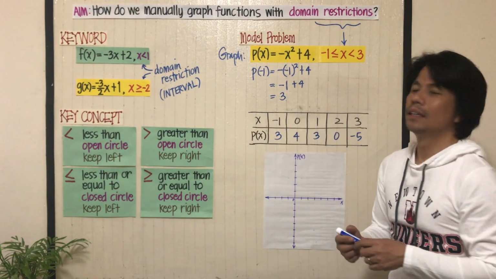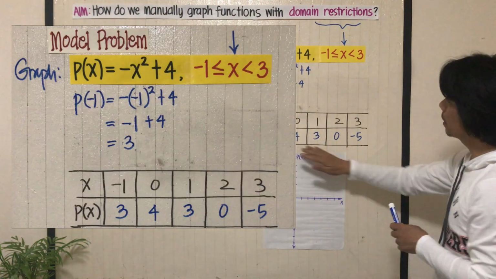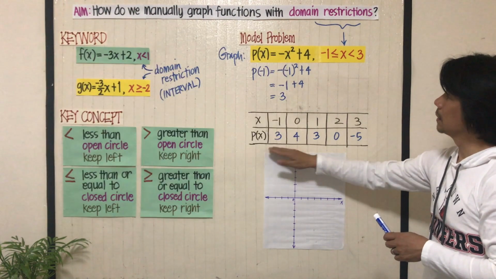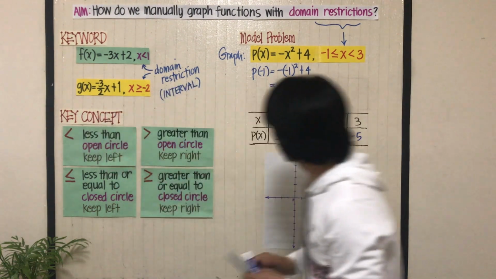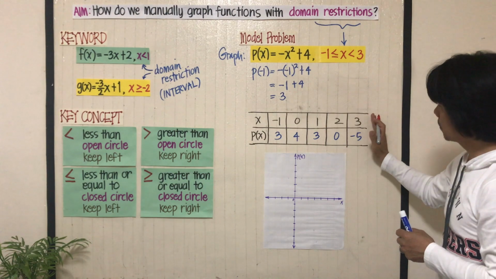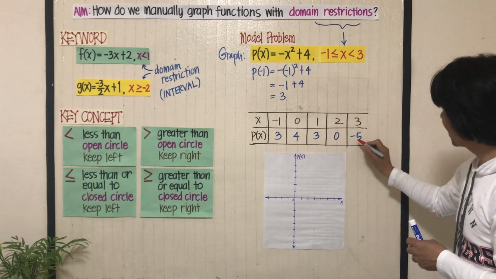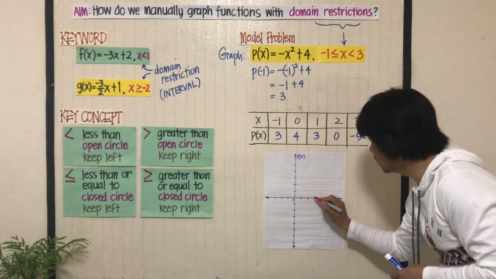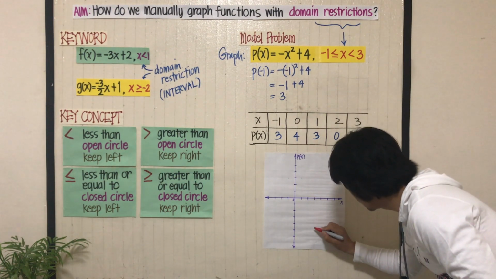After repeating the same process of substitution, we were able to come up with the values of p of x. Okay, now we're ready to graph the coordinates. Let's start from right to left. +3, -5. If I'm at the origin, this is 1, 2, 3, and 5 is 1, 2, 3, 4, 5.